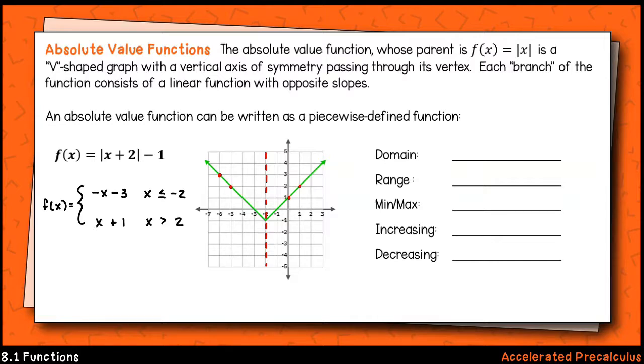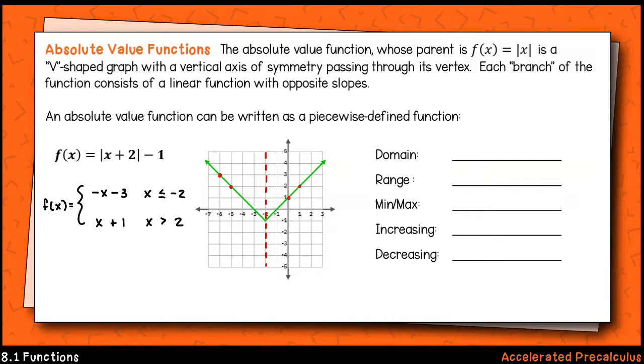on the vertex. On the right, we have a linear function with a slope opposite to -1, which will be +1. The y-intercept will be +1 as well. This time, for the domain, we cannot include the vertex input x equals -2 because it's already been assigned to the other piece of the function. Remember, functions can map an input to one and only one output.